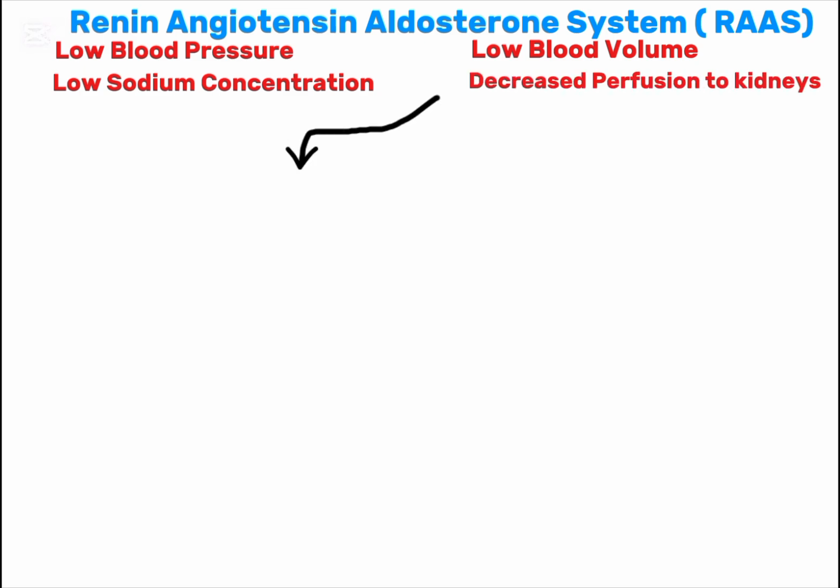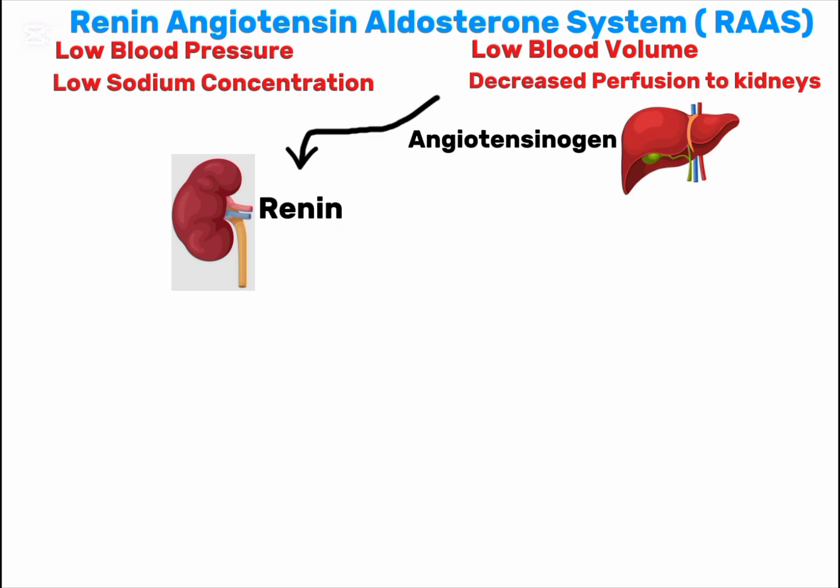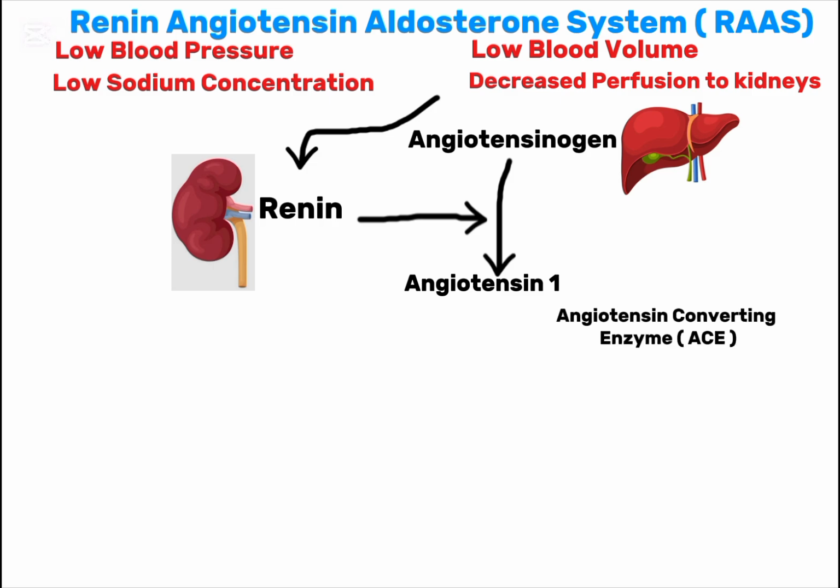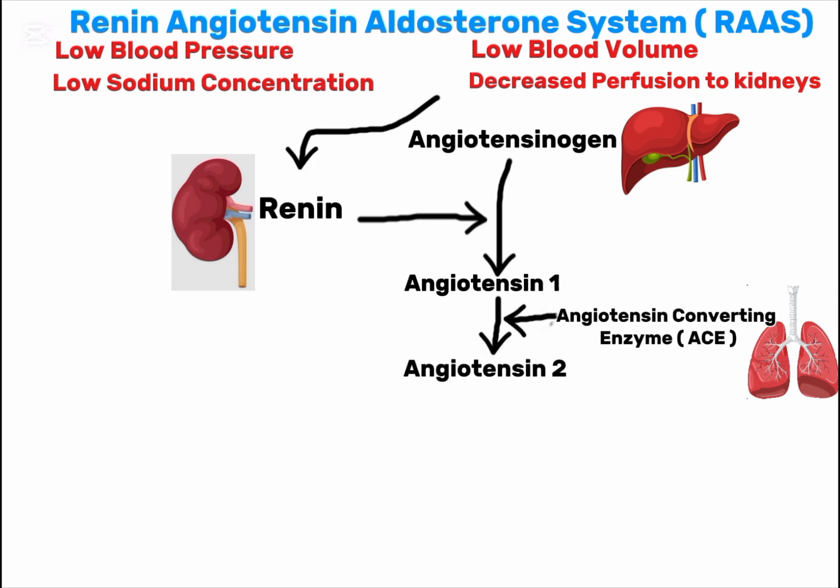In response to these triggers, certain cells in the kidneys known as juxtaglomerular cells release an enzyme known as renin. This enzyme acts on the protein angiotensinogen, which is produced by the liver, and converts this angiotensinogen into angiotensin 1. Angiotensin 1 is inactive and has no biological functions. Angiotensin converting enzyme, which is released from the lungs, converts this angiotensin 1 into angiotensin 2.